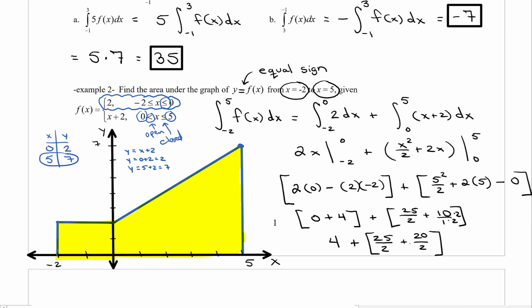So we can now go ahead and write here that this is going to be 4 over 1 plus 45 halves. I need a common denominator for the 4 over 1, so I'm going to multiply by 2 to the numerator and denominator. And I'm going to get 8 halves plus 45 halves is equal to 53 halves. And I'm going to go ahead and box that in. That's going to be our final answer for that problem. All right.